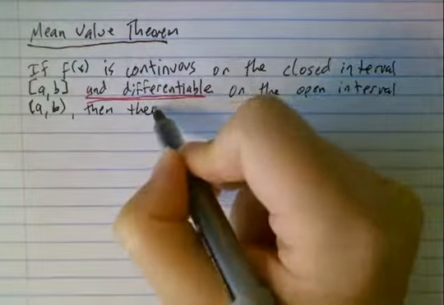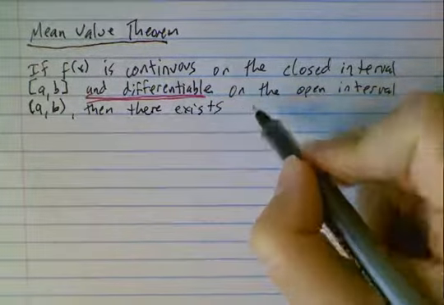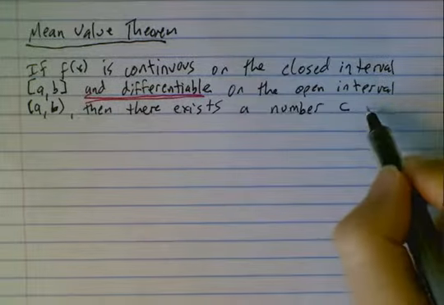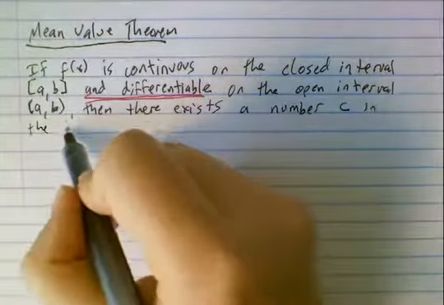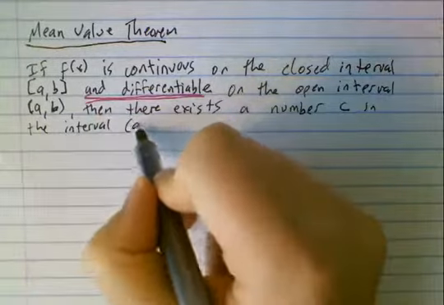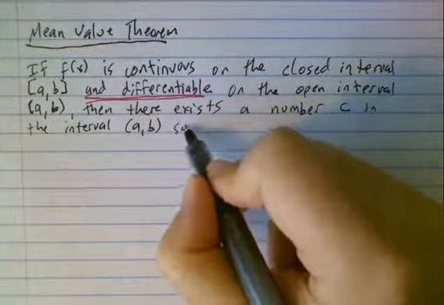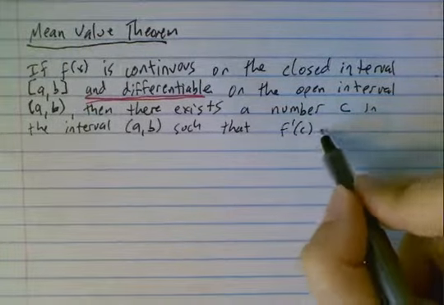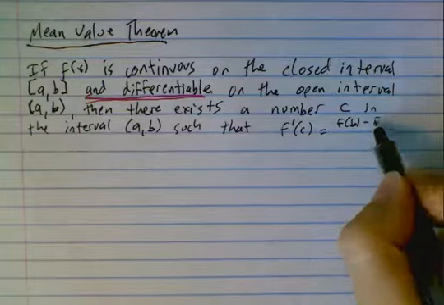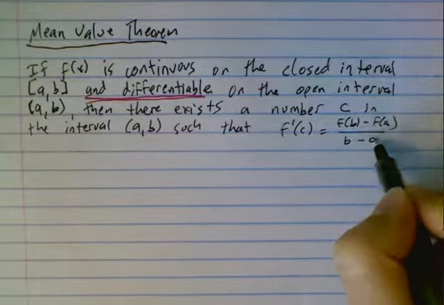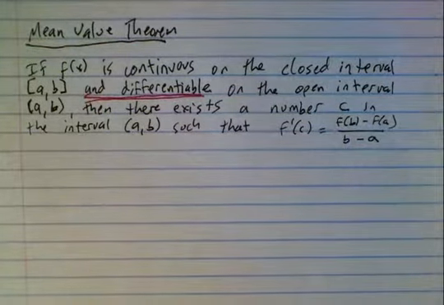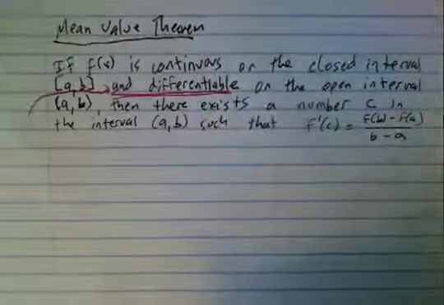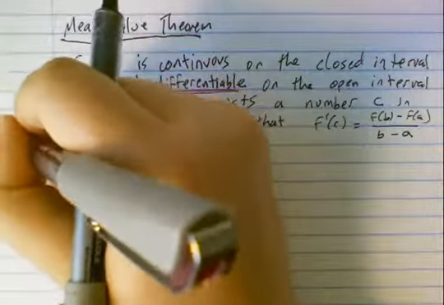Then there exists a number c, this is for x in the interval ab, such that f prime of c, the derivative, equals f of b minus f of a over b minus a. For the differentiable piece here, since we already know that it's continuous, what we're really worried about means no sharp turns.